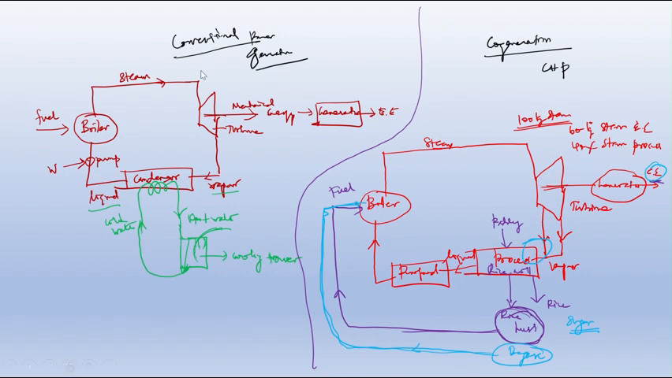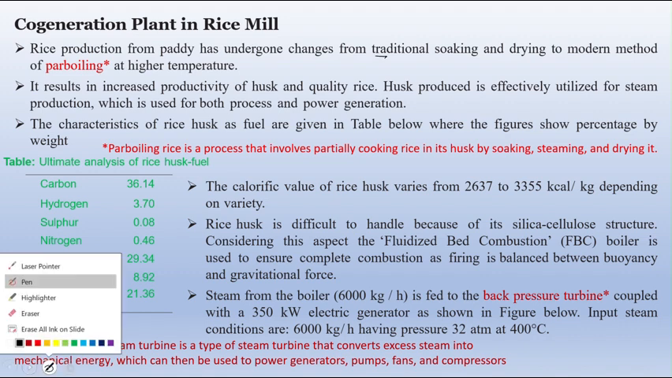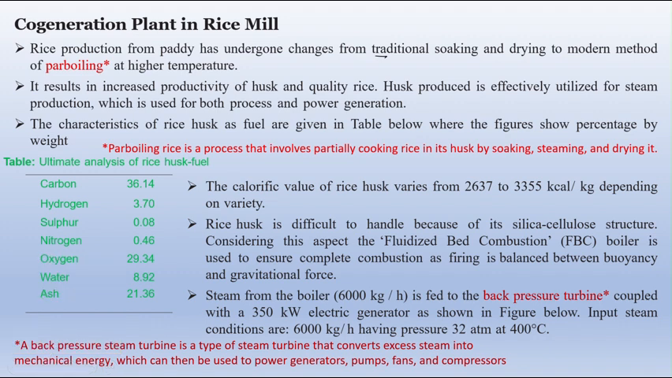Now we look in more detail at cogeneration in a rice mill. Rice production from paddy has undergone changes from traditional soaking, so note it down. In previous decades, we had traditional soaking and drying, where the paddy was soaked with water to remove impurities and then dried in sunlight. But the modern method is parboiling at a higher temperature.